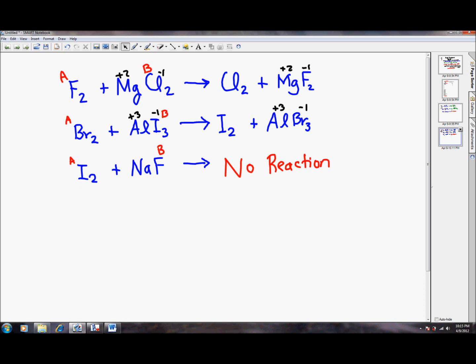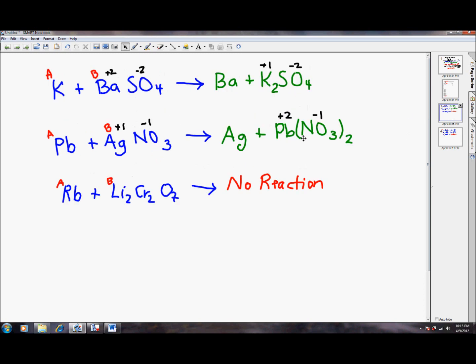Okay, so just remember that when you do single displacement reactions, you need to use your activity series to guide you. When you're writing these new products, do not forget to always write in your new compound the positive ion, then the negative ion. For example, if I wrote this as SO4K2, that is incorrect. The positive ion always appears first in any ionic compound.